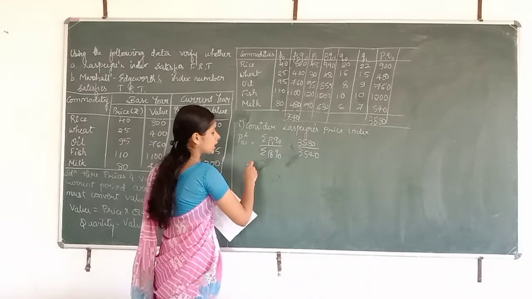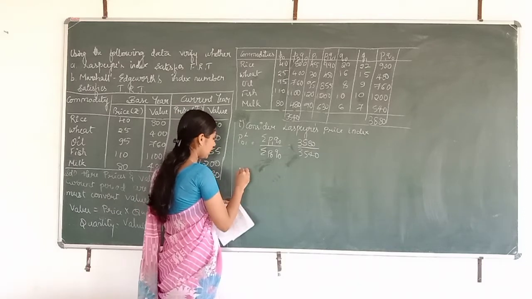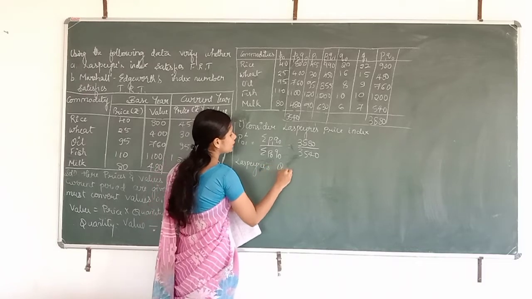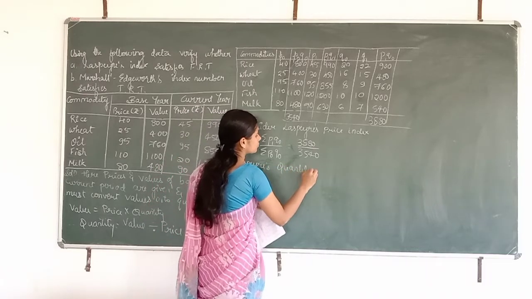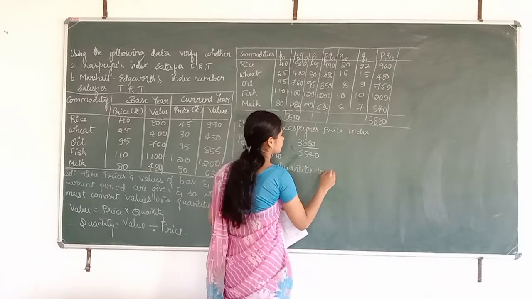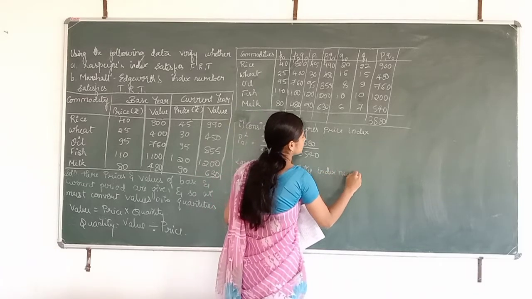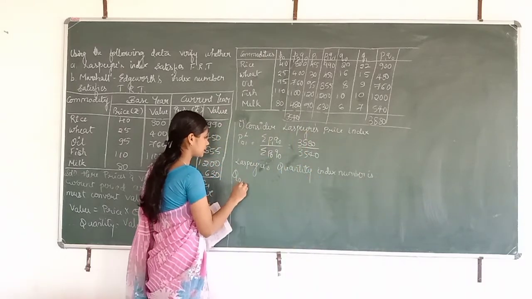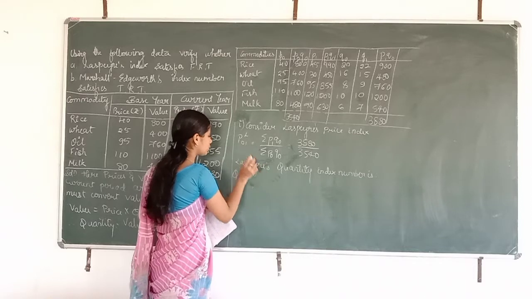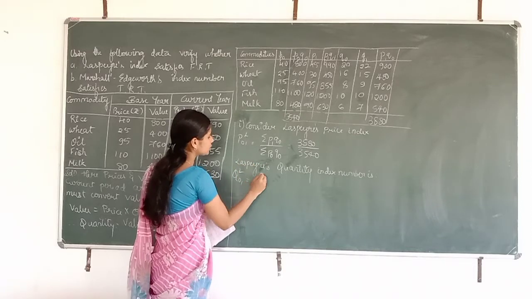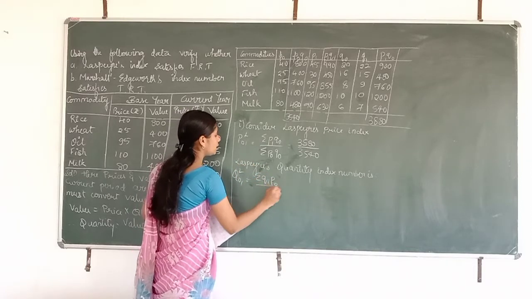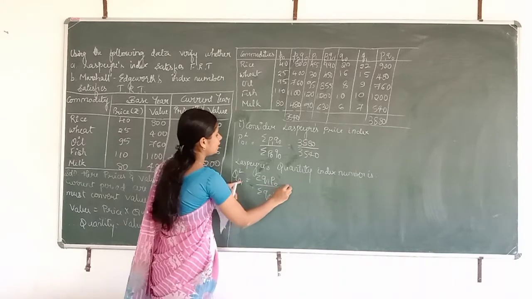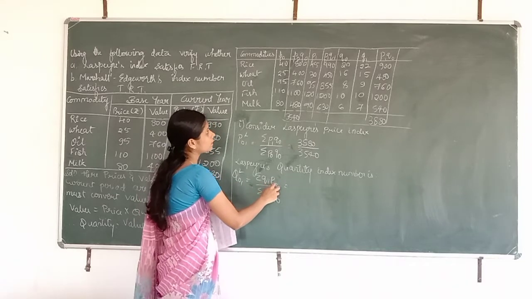Next we need the quantity index number. So what is the formula of Laspeyres' quantity index number? Q01L is equal to summation Q1 P0 divided by summation Q0 P0. So we need summation of Q1 P0, that means P0 Q1.